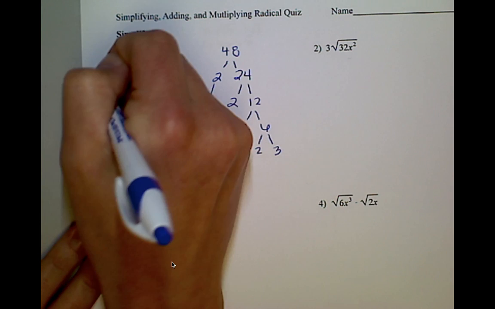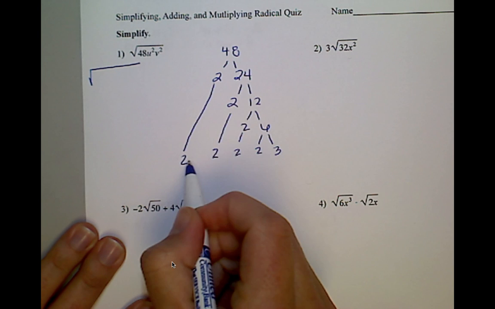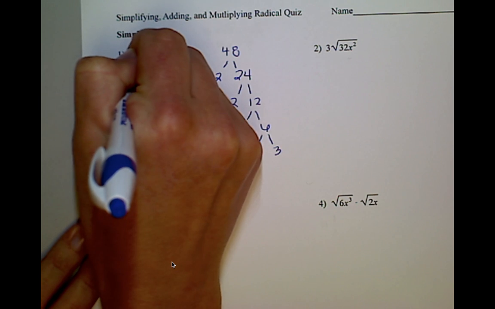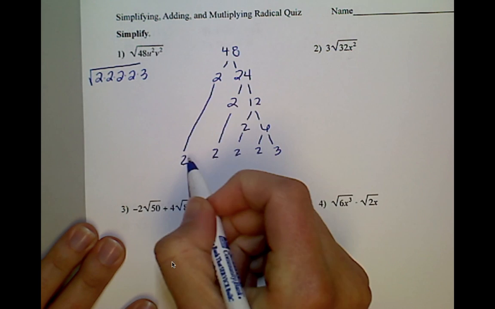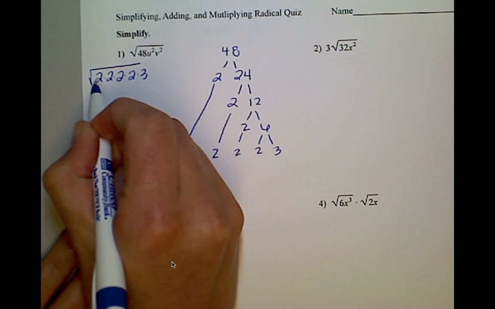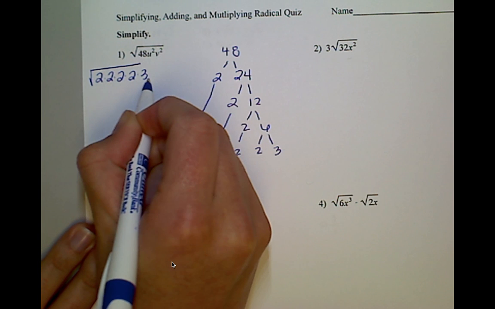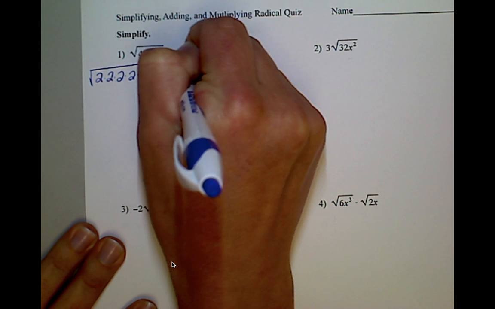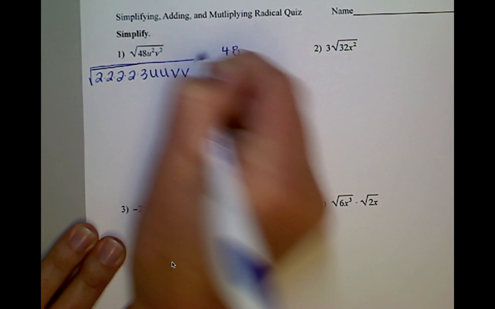So now we're going to rewrite it. Instead of writing 48, I'm going to write 1, 2, 3, 4 2s and a 3, and now I'm going to write, I got 2 U's and 2 V's. So there's my prime factorization.